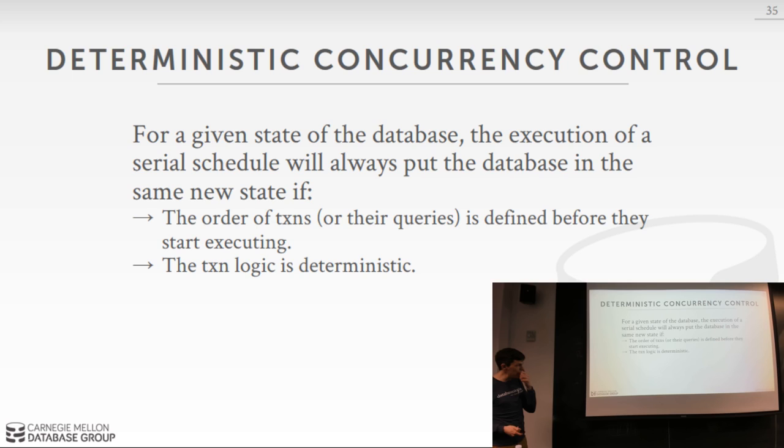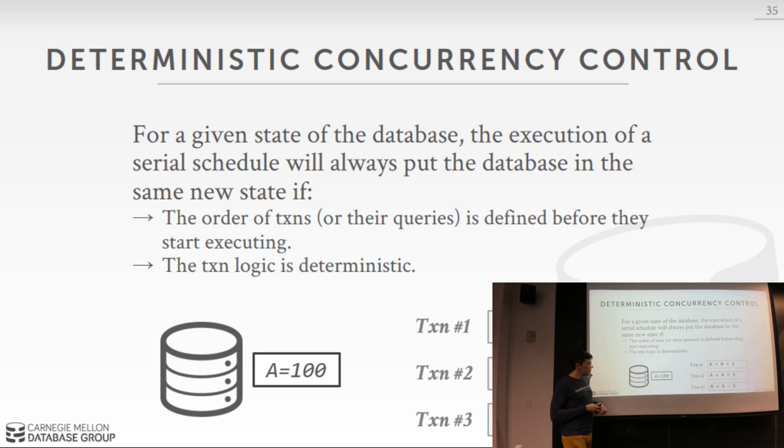So what do I mean by this? Let's say that I have a single value in my database, A equals 100, and I have three transactions: A equals A plus 1, A times 3, A minus 5. As long as I execute these transactions in the same order, then I'm always going to put the database back in the same state, right? But if I jumble the order, then the value is going to end up being different, right? So that's one part of this. Whatever order we figure out the first time, we have to replay it the same way the second time.